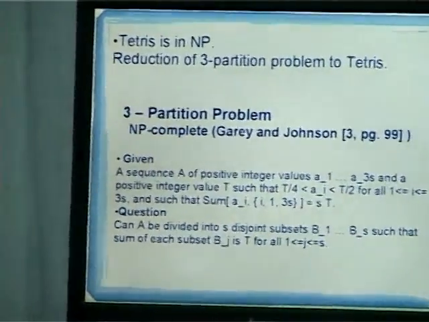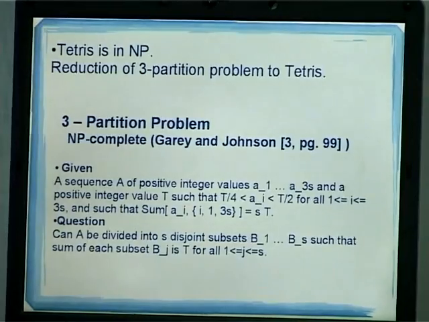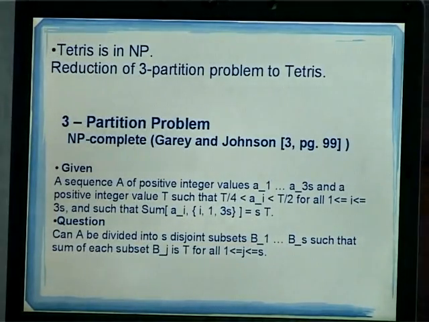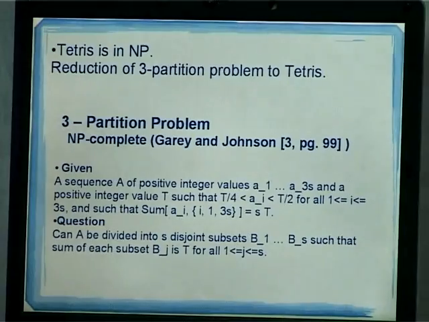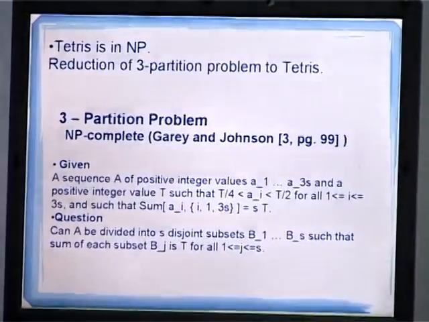Okay, so the problem which we are going to reduce to Tetris is the 3-partition problem, which says that given a sequence A of 3s integers, I mean there are 3s number of integers, and each of these is in the range t/4 to t/2.